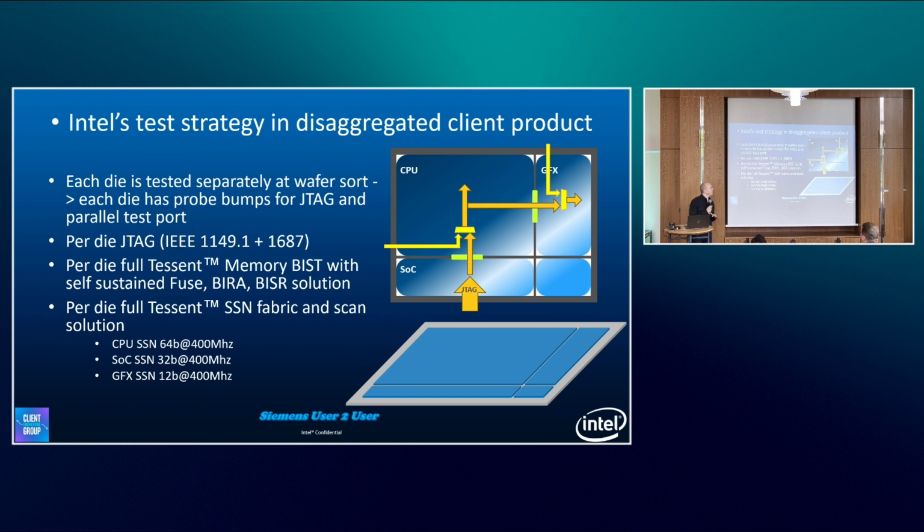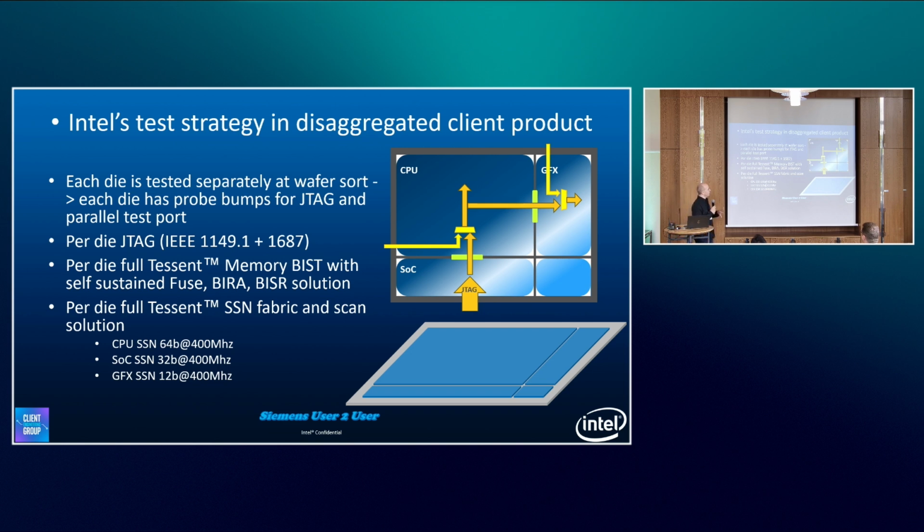Each die also implements Tessent memory BIST. It has a self-sustained eFuses, BIRA, BISR solution. There's no resource sharing between the dies. Each die is a standalone die in that term. And additionally, each die has a full Tessent SSN fabric.